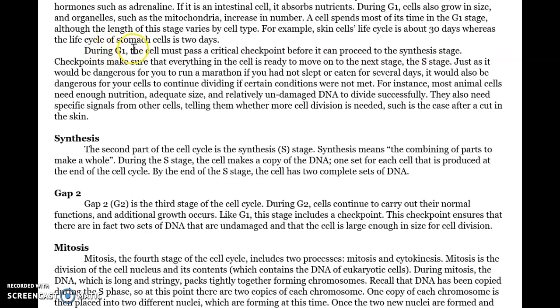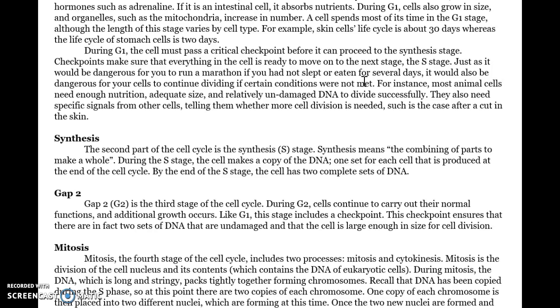During G1, the cell must pass a critical checkpoint before it can proceed to the synthesis stage. Checkpoints make sure that everything in the cell is ready to move on to the next stage, the S stage. Just as it would be dangerous for you to run a marathon if you had not slept or eaten for several days, it would also be dangerous for your cells to continue dividing if certain conditions were not met. So we have checkpoints which proofread and check out the cell, to make sure that the cell is actually ready to proceed, because if it's not, we want it to stay in the phase that it's in.